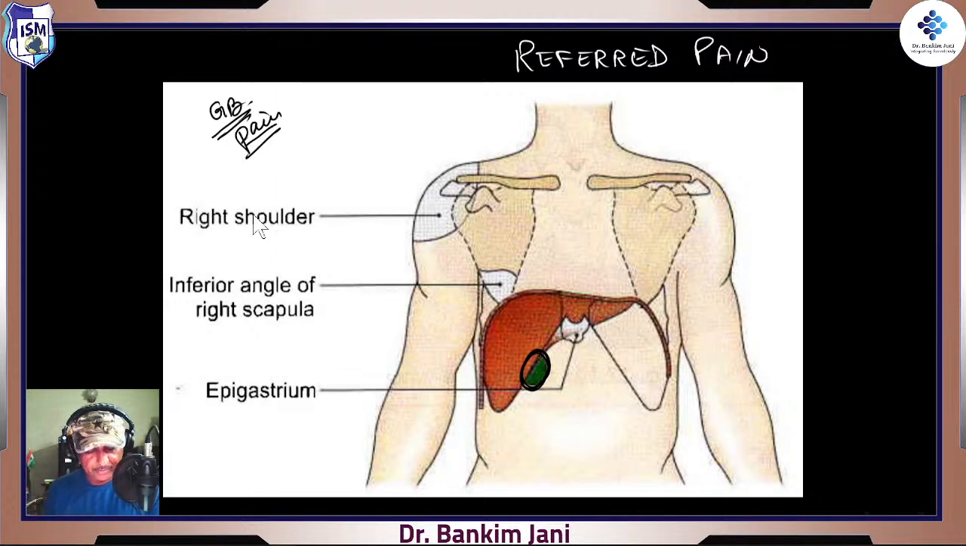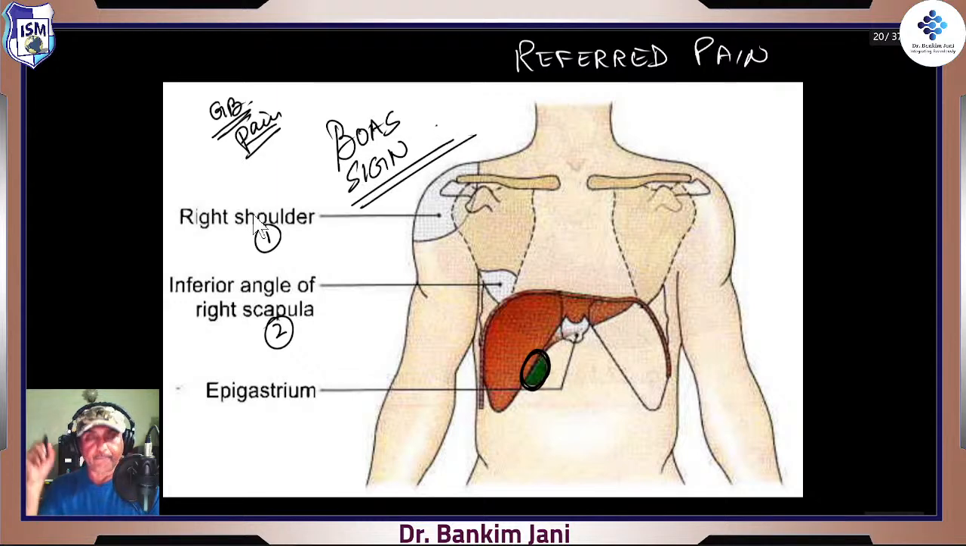So one, it will be on the right shoulder, and second, the inferior angle of the scapula. So this is one and this is two. Collectively they are called the Boas sign. Boas sign, right? So pain in the right shoulder and pain in the inferior angle of the right scapula.